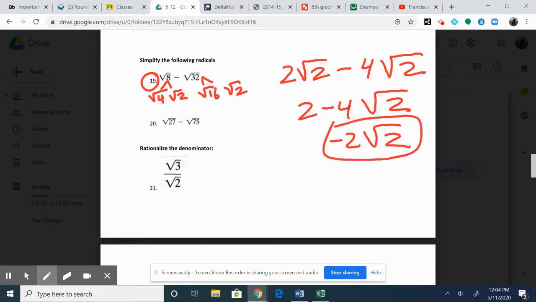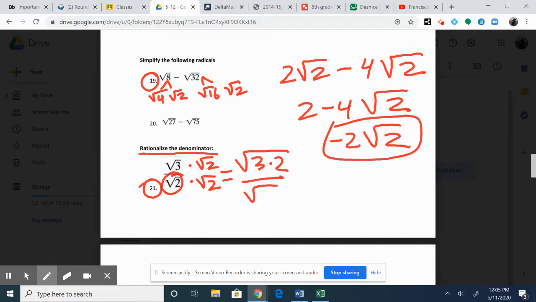And finally, number 21, which says that we're going to rationalize the denominator. So what that means is that we cannot have a square root on the denominator. So what we're going to do is multiply square root of 2 to the top and the bottom. And now when we multiply, it's the same thing as just saying 3 times 2. And on the bottom, we're going to have 2 times 2. So we're left with square root of 6 on top and square root of 4 on the bottom.